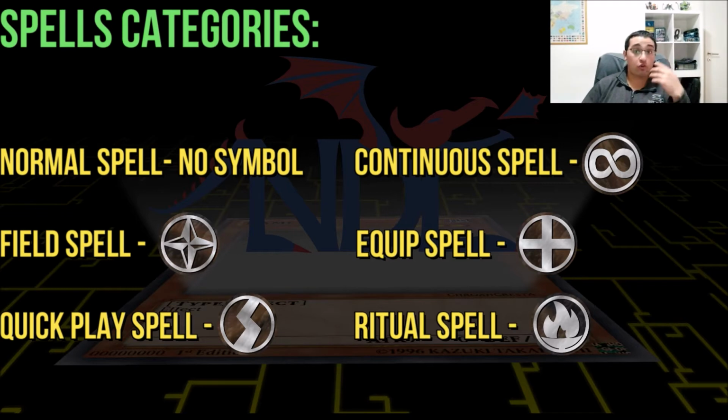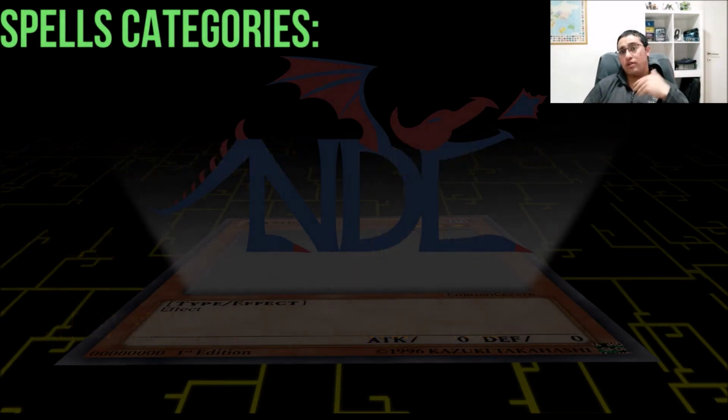Spell cards were originally called magic cards and were changed into spell cards because of Magic the Gathering, since you cannot call your cards magic cards because Magic the Gathering holds the name essentially. But that's pretty much what the categories are, and we're going to explain them one by one, and we're going to start off with normal spells.